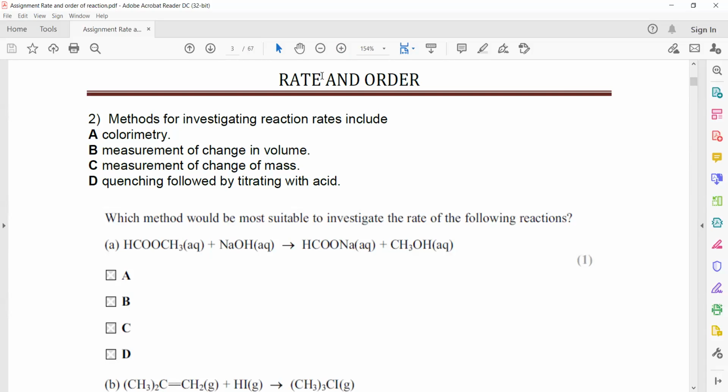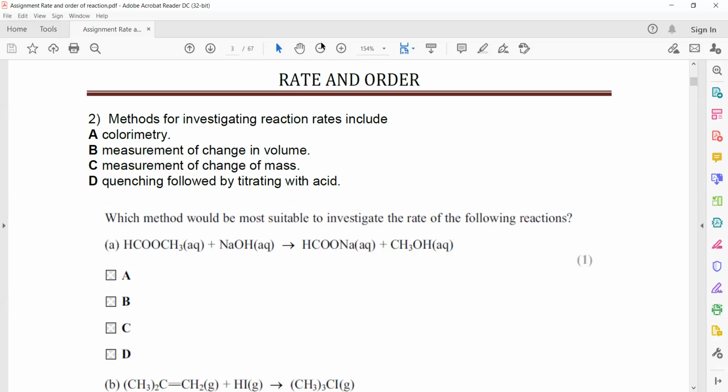Methods of investigating the reaction rates are included. Colorimeter, like we can work out the color change. So for this technique, one of the substances, either a reactant or product, should be colored. We can measure the change in volume. That can be done if there is a gaseous reactant or a gaseous product. We can also use the change in mass to measure the rate of reaction.